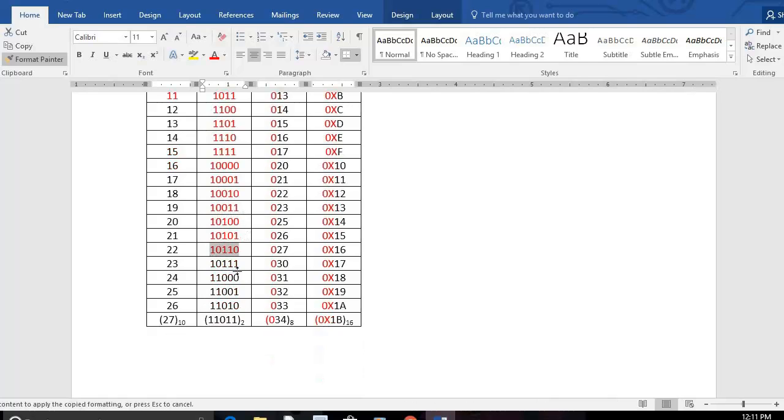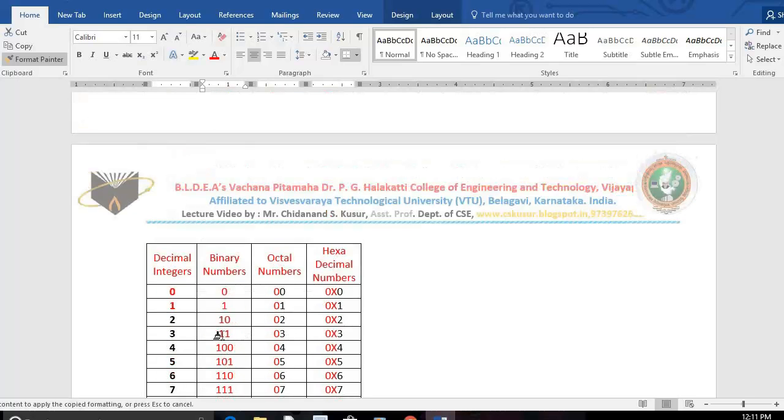This is the binary equivalent of so and so. What is the binary equivalent of 22? This is the binary equivalent of 22. What is the binary equivalent of 27? This is the binary equivalent of 27. This is what we call the binary number system.